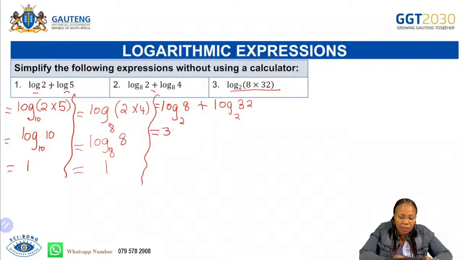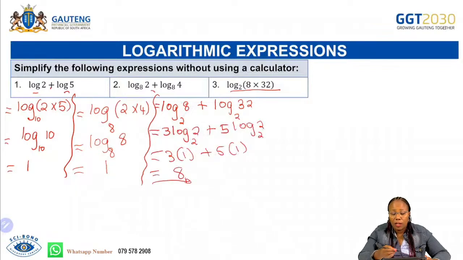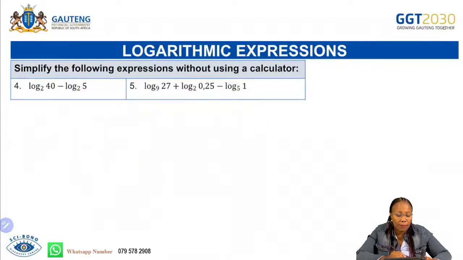So this can be written as 3 log 2 base 2 plus, 32 is 2 to the power 5, then it can be written as 5 log 2 base 2. Then this is 3 into 1 plus 5 into 1, which gives us 8 as an answer there. So that is how you do your logs. Remember, we are applying the rules there.